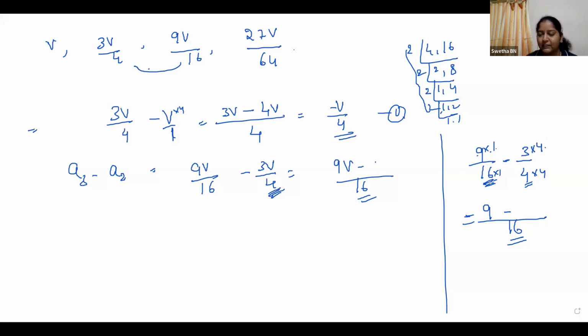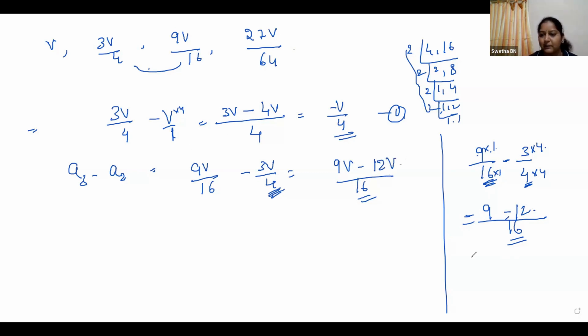Okay, in the first fraction already there is 16, so I multiply by 1. And here we have 4. So to make it 16, you have to multiply by 4. So 4 4s are 16. So you should multiply the numerator also by 4. Okay, 9 into 1 is 9, minus as it is, 3 into 4 is 12. Got it? So here you have to write 12.